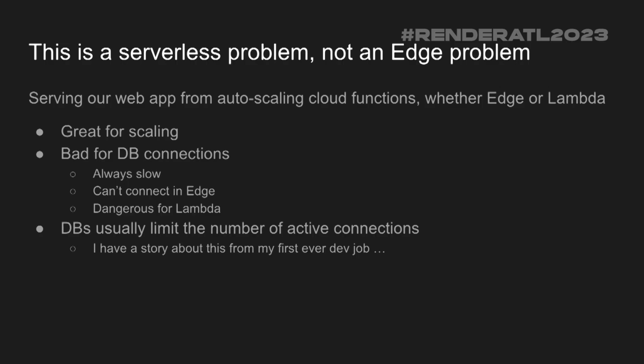So running our web apps on serverless functions is great for auto-scaling. It solves that problem for us, but it adds a little bit of complication for when we want to start reading data. And the reason is because creating a hard connection to our database on every Lambda function or Cloudflare worker that gets spun up is going to be slow, and that's going to add to the cold start time if we're on Lambda.